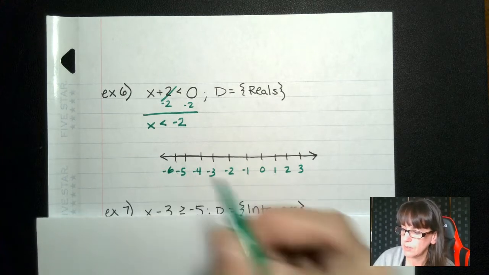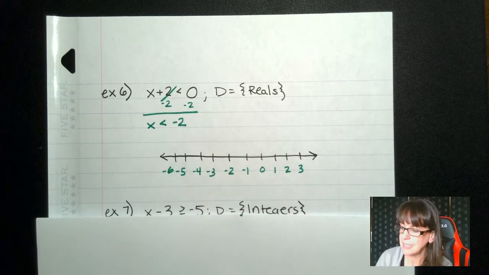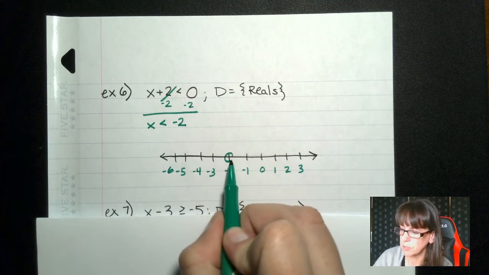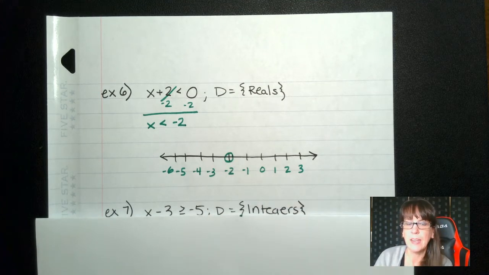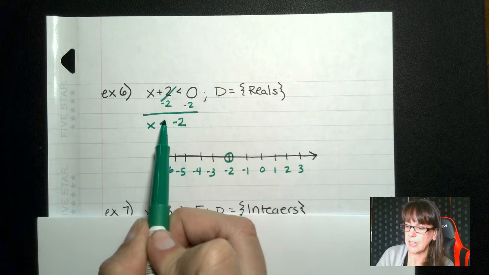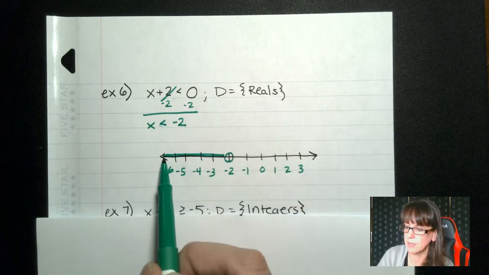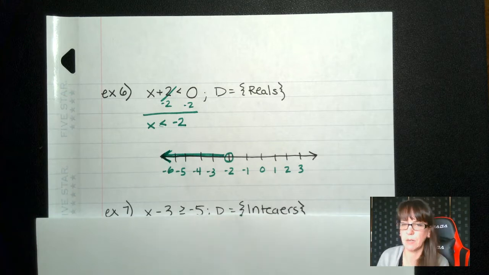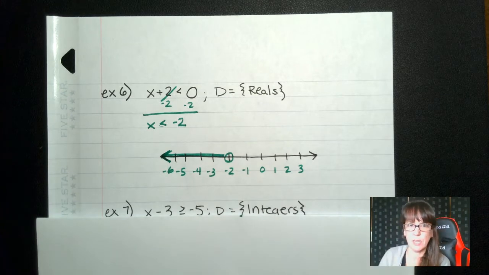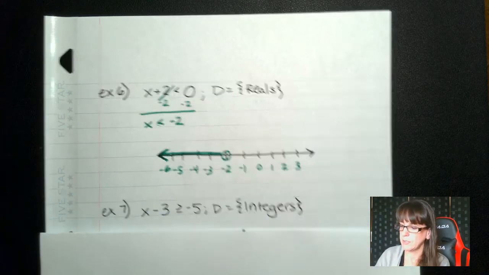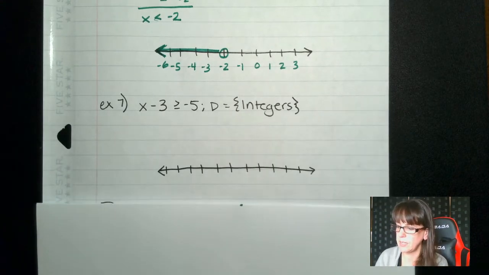So, and then there's -6. So x is less than -2, but it's not equal to, so open circle. And then everything less than, you see the arrows pointing to the left, all real numbers. We're going to color that whole thing in. There we go. Beautiful. All right, so let's look at example 7 here.